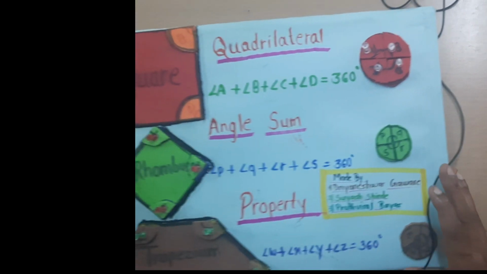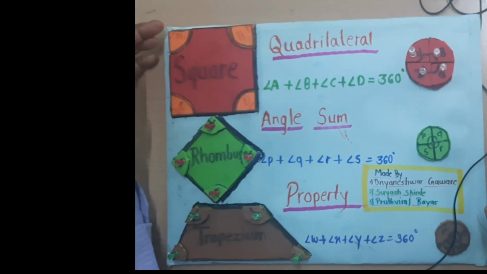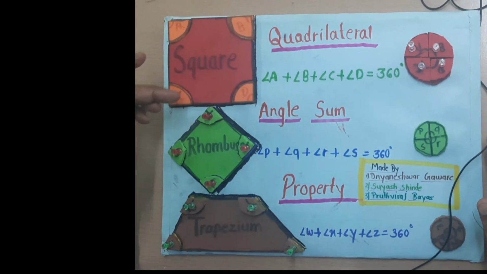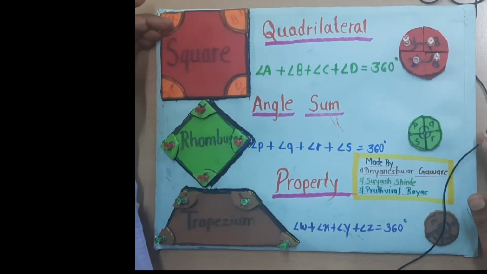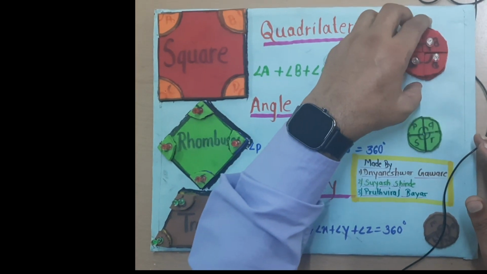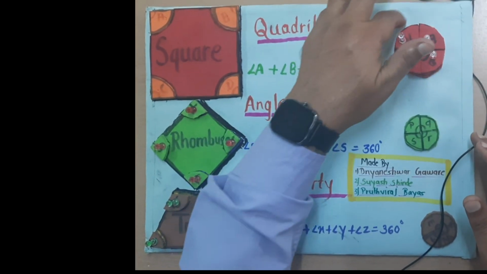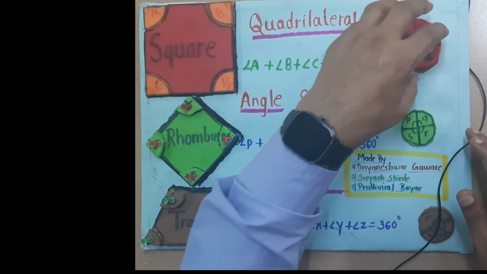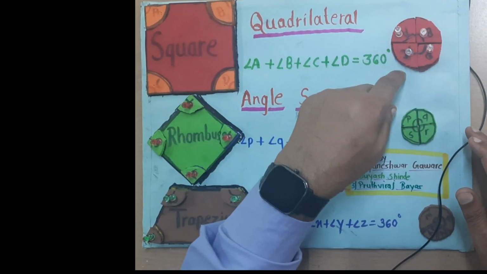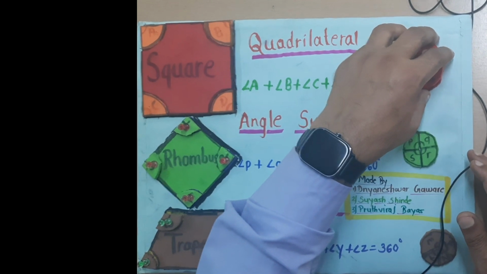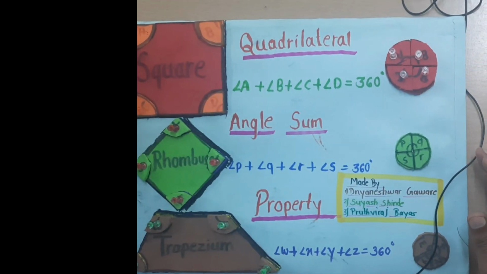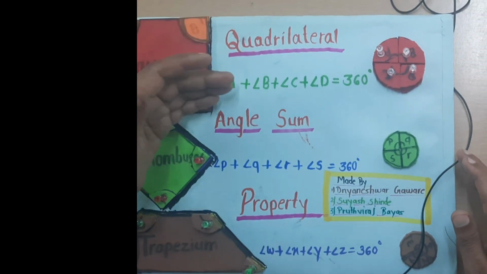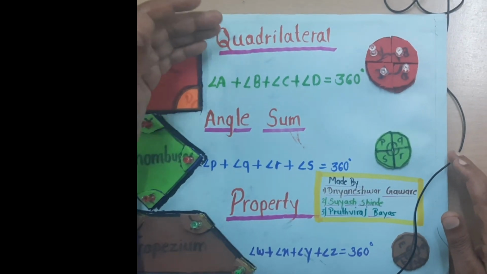Now what you can see here is that Gaware has cut the four angles of the square ABCD, and after cutting he has placed them over a circle. When you place these four angles here, you get a complete circle, and when we get a complete circle, it means it is equal to 360 degrees. So the property we understood is that the sum of four angles of a square is always equal to 360 degrees.